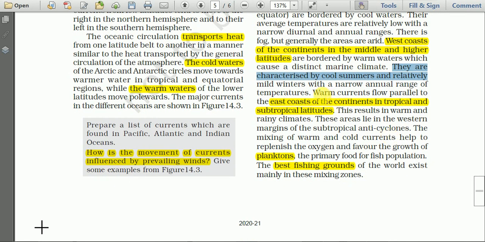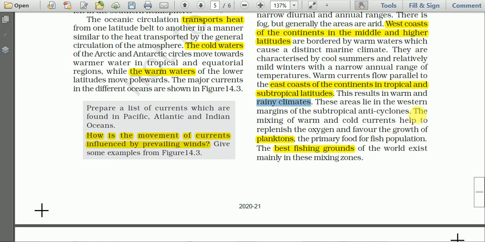And warm currents flow parallel to the east coast of the continents in the tropical and subtropical latitudes, and this results in warm and rainy climates. Remember, whenever warm ocean currents hit a coastal area, the temperature will be increased, and there will be rainfall. That means you will get a rainy climate. And whenever cold ocean currents hit a coastal area, then temperature will be lowered and there is no rainfall, and the region may become a desert.